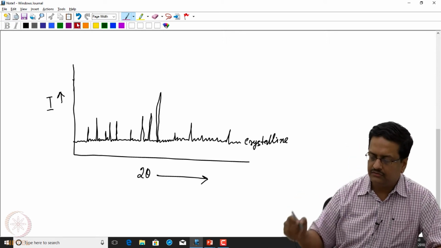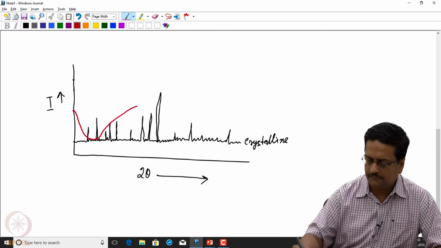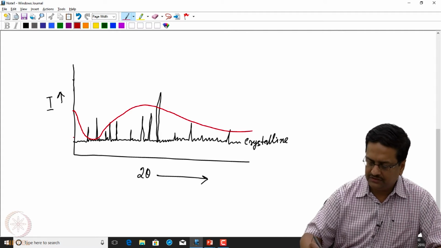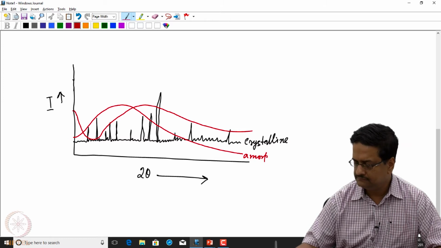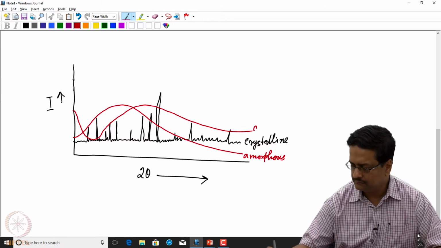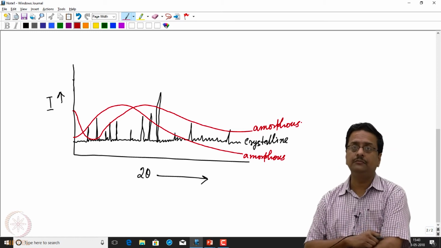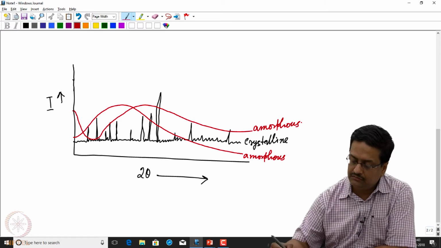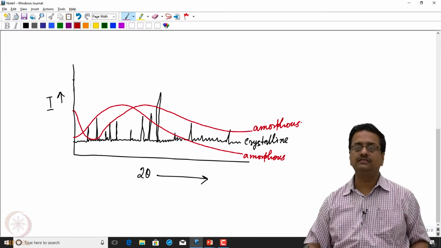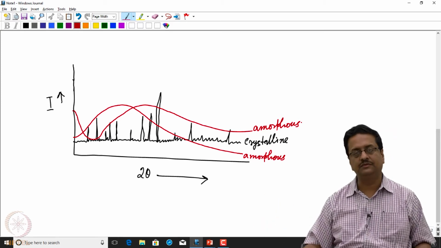If this particular compound was amorphous, we would have seen either something like this, or maybe something like that, or anything of this sort where you don't see any peak, but what you see is just a hump. So this phenomenon distinguishes a crystalline substance from a non-crystalline, amorphous substance.